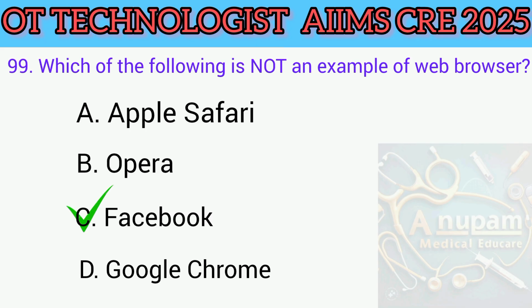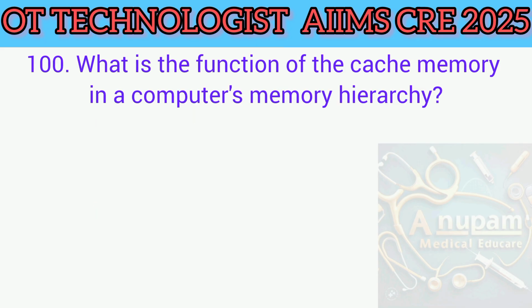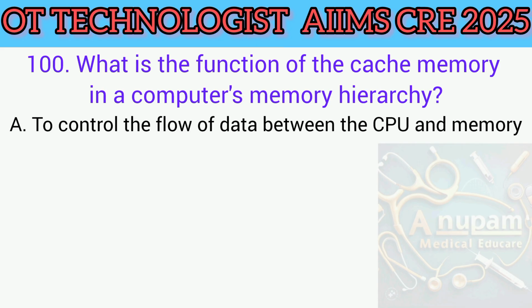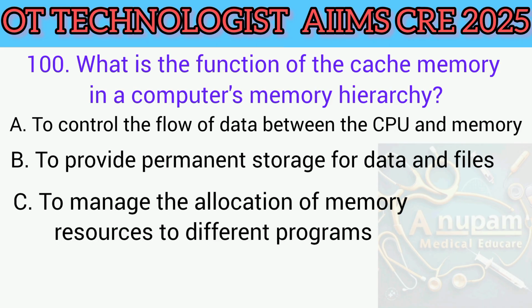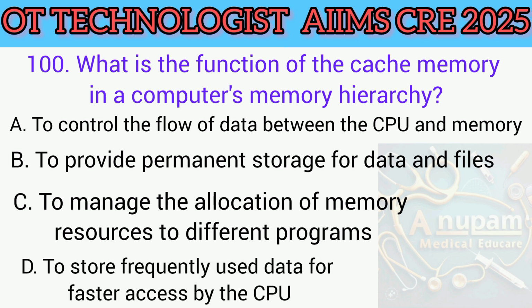Right option, C. Number 100. What is the function of the cache memory in a computer's memory hierarchy? Option A. To control the flow of data between the CPU and memory. B. To provide permanent storage for data and files. C. To manage the allocation of memory resources to different programs. D. To store frequently used data for faster access by the CPU.